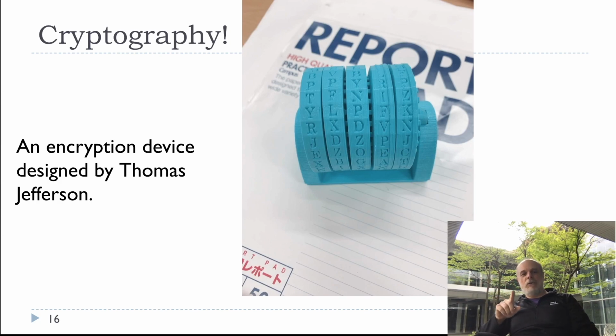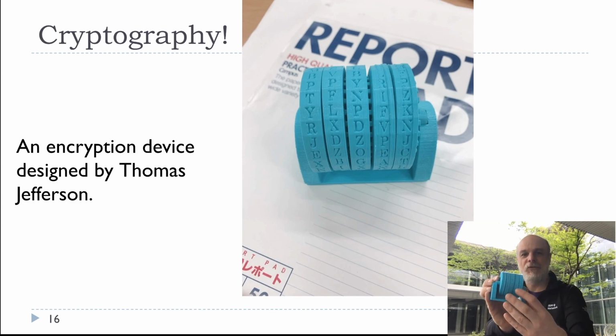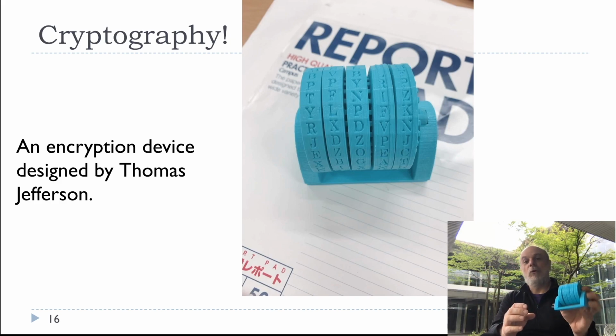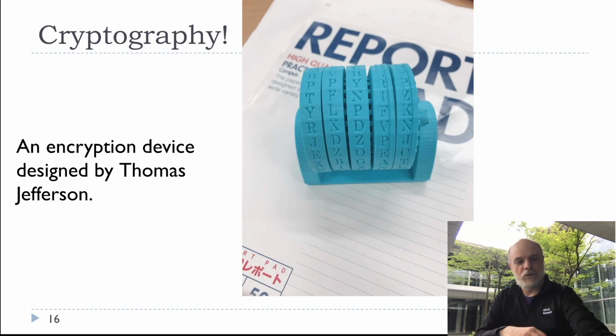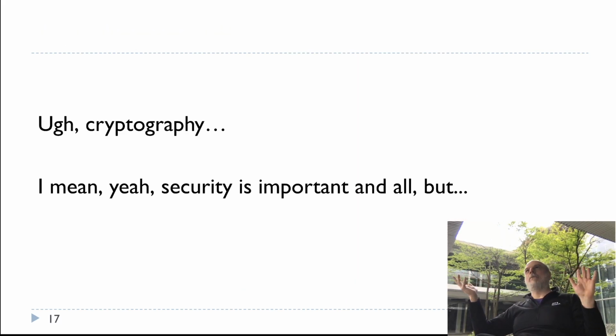Then you're using cryptography. Cryptography is where you take a message and you apply a mathematical transformation to it so that it's secret and nobody can read it except the person it's intended for. That's what you call cryptography. This is a device that was designed actually by US President Thomas Jefferson for encrypting a message. One similar to this was used by Lewis and Clark on their expedition. I 3D printed that using my own 3D printer, which we'll talk about here in a minute. Okay, cryptography. Yeah, I mean, security is important and all, but, right, okay.